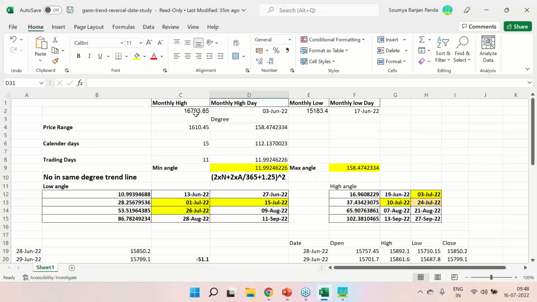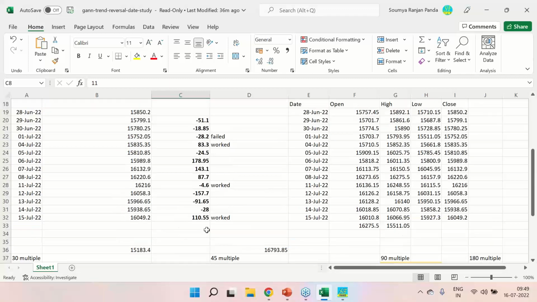But we are taking the monthly high of the previous month, the previous month low, which day it has formed, its price range, calendar days, trading days, converted everything to degrees, lowest degree, highest degree, using the numbers in the same degree trend line. We calculated the numbers, just added to the low formation day and high formation day. These days we have calculated: first, third, 10th, 15th, 24th and 26th are due. So far 4 trend reversal days are over and we are experiencing on closing basis.